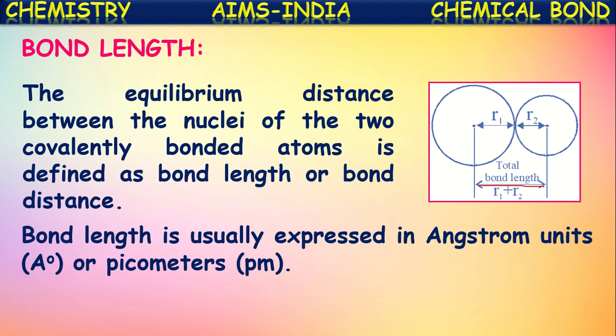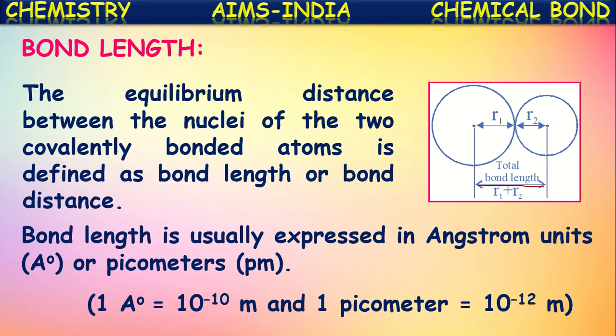The bond length is usually expressed in angstrom units, because this is the distance between the nuclei of two bonded atoms. As it is a distance, it could be measured in centimeters or millimeters, but as it is a very small quantity, generally used units are angstroms or picometers. We know 1 angstrom is equal to 10 to the power of minus 10 meters, and 1 picometer is equal to 10 to the power of minus 12 meters. So these are the generally used units for measuring bond length.